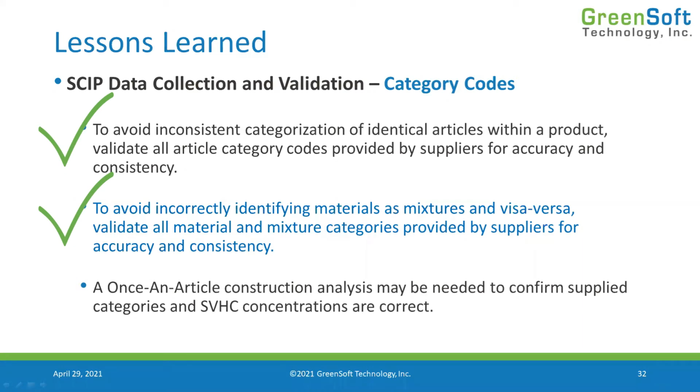Understand the difference between materials and mixtures, and make sure when you get data from your suppliers that they do too. You want accurate and consistent categorization across your entire data set. And just know that once an article construction analysis is done, you may not need to do that yourself if the supplier has done it. Because that's how you get the SVHC concentration. That's how you determine what article you're loading in as the article as such, is to do this construction analysis. Someone has to do it. If the supplier won't, then you have to.